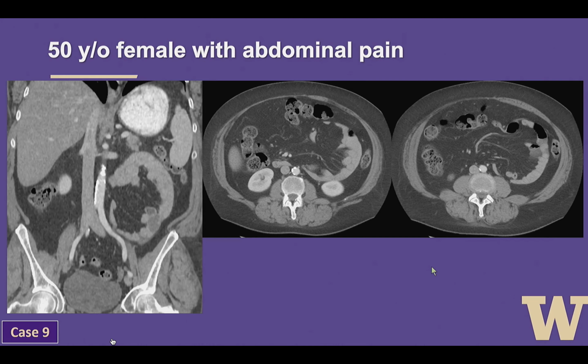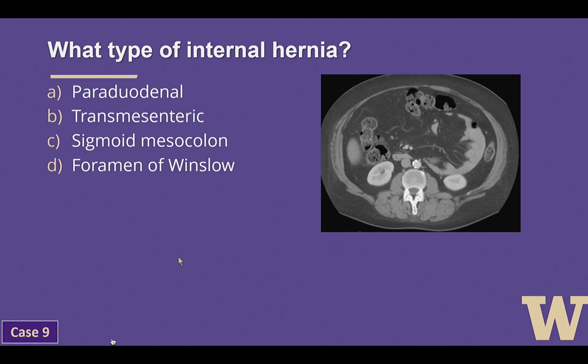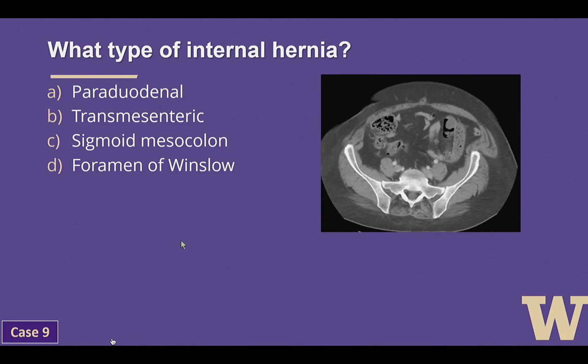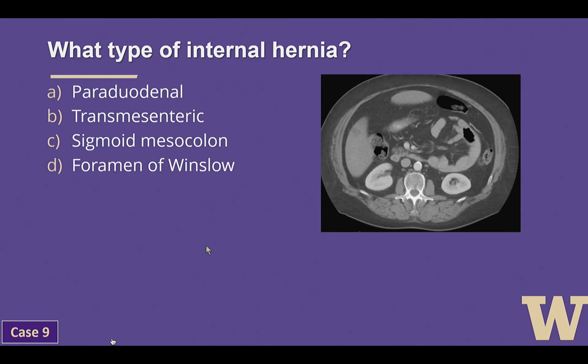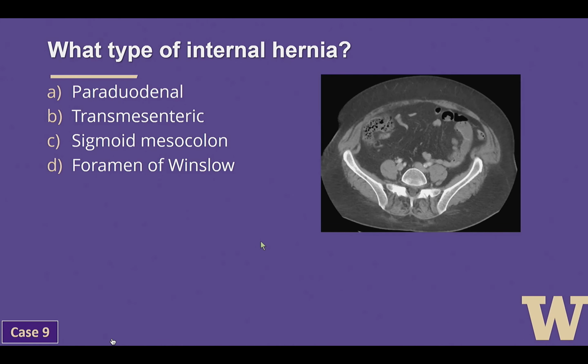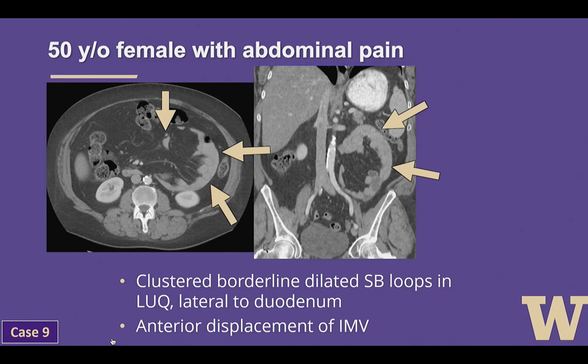This is a 50-year-old female with abdominal pain. So the question is here, what type of internal hernia? I don't know about your institutions, but at our institution, all internal hernias come with that question in the clinical history, so it makes it very easy for us. Anyway, choices are paraduodenal, transmesenteric, sigmoid mesocolon, or foramen of Winslow.